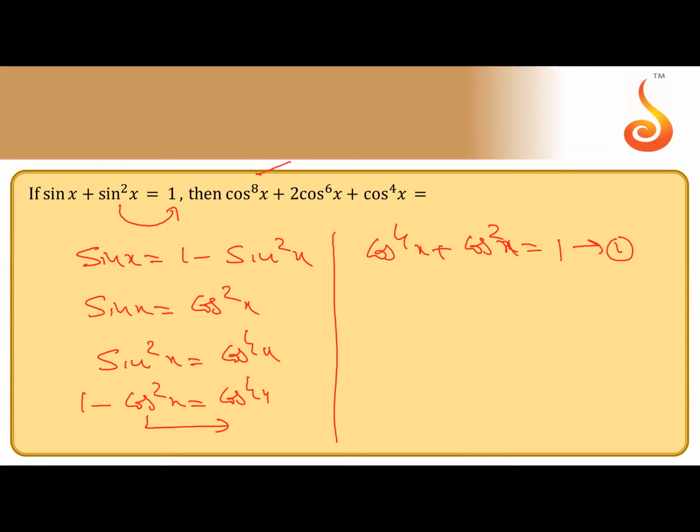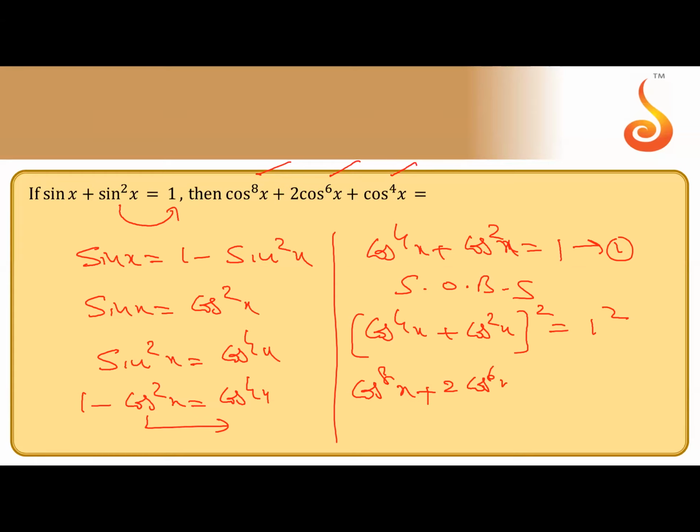But they're asking cos power 8, cos power 6 with 2. So again squaring on both sides. First convert everything into cos and after that square again. So a square is cos power 8x, plus 2ab is 2 cos power 6x, plus cos power 4x, equal to 1. Just a plus b whole square: a square plus 2ab plus b square.